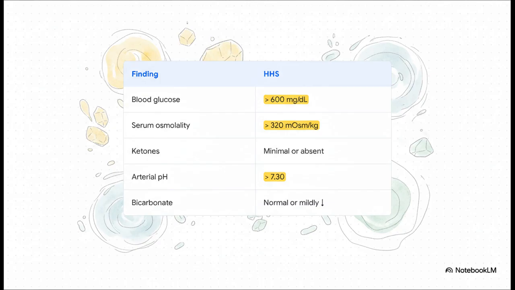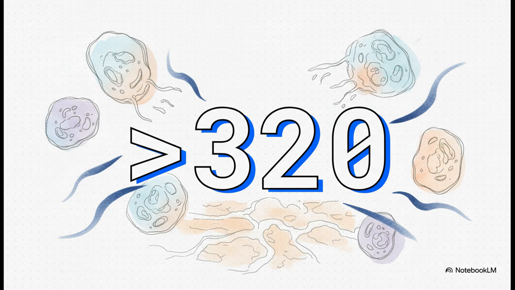And then look at the bottom half. Ketones are nowhere to be found and the pH is totally normal. Greater than 7.30, no acidosis here. I really want to pause on this number. This value, that serum osmolality greater than 320, this is what's directly causing those scary neurologic symptoms. It's a direct reflection of that extreme dehydration happening at the cellular level.